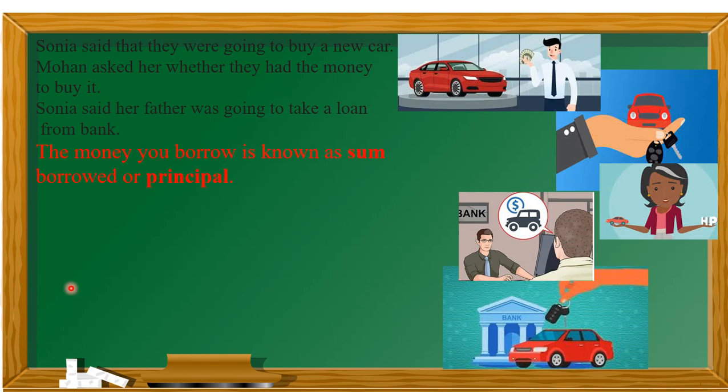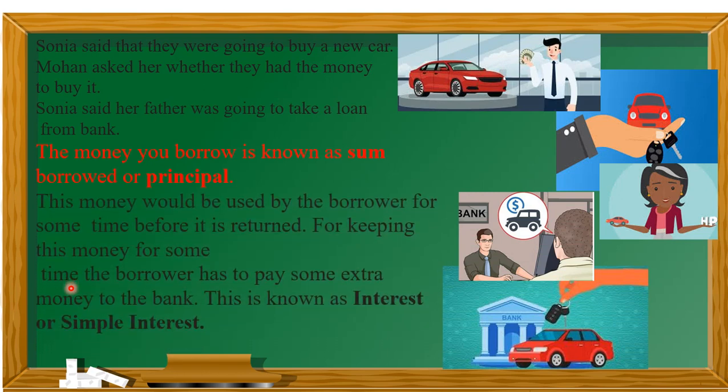Now here the money which you borrow is known as sum borrowed or principal. This money would be used by the borrower for some time before it is returned. For keeping this money for some time, the borrower has to pay some extra money to the bank. This is known as interest, or we can say simple interest.